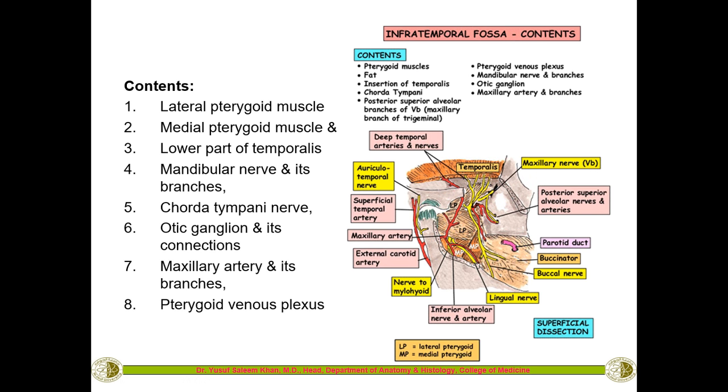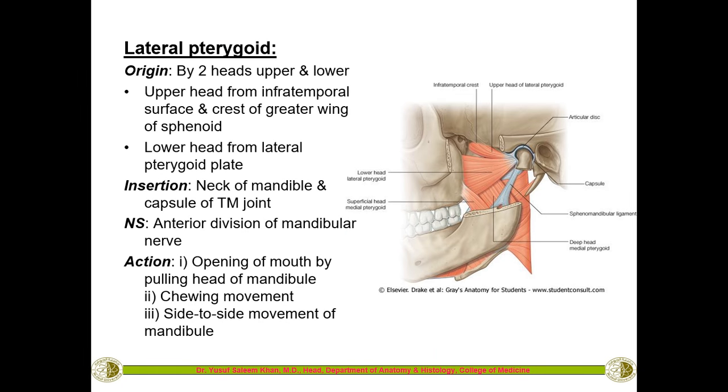Then deep inside will be the chorda tympani nerve, as well as the otic ganglion, which we will cover in some other lectures. Then the maxillary artery, as I showed already, and the pterygoid venous plexus will be there deep inside. All these are the contents of this infratemporal fossa. Among these we will study the muscles here, beginning with the lateral pterygoid muscle.